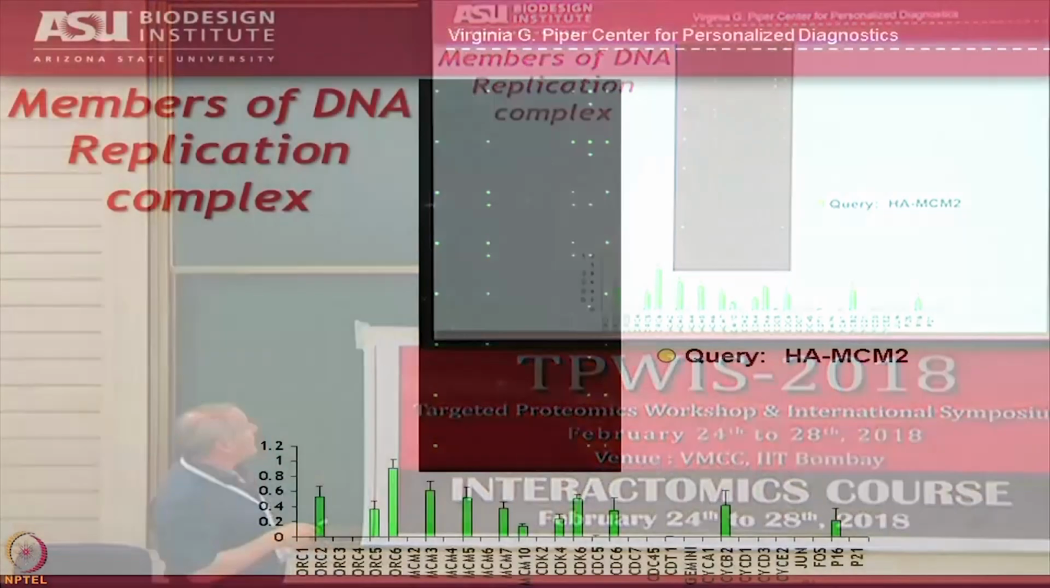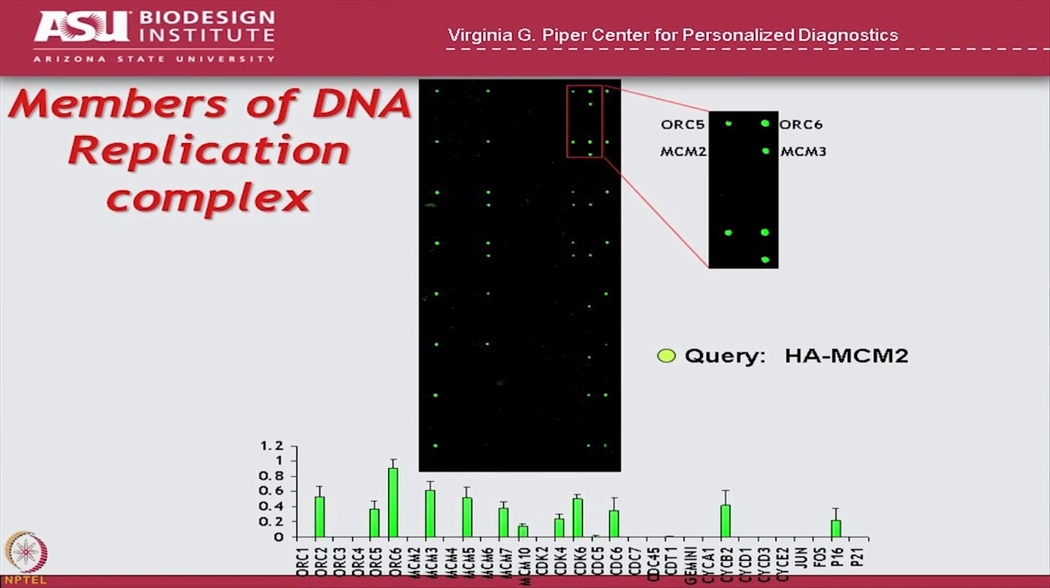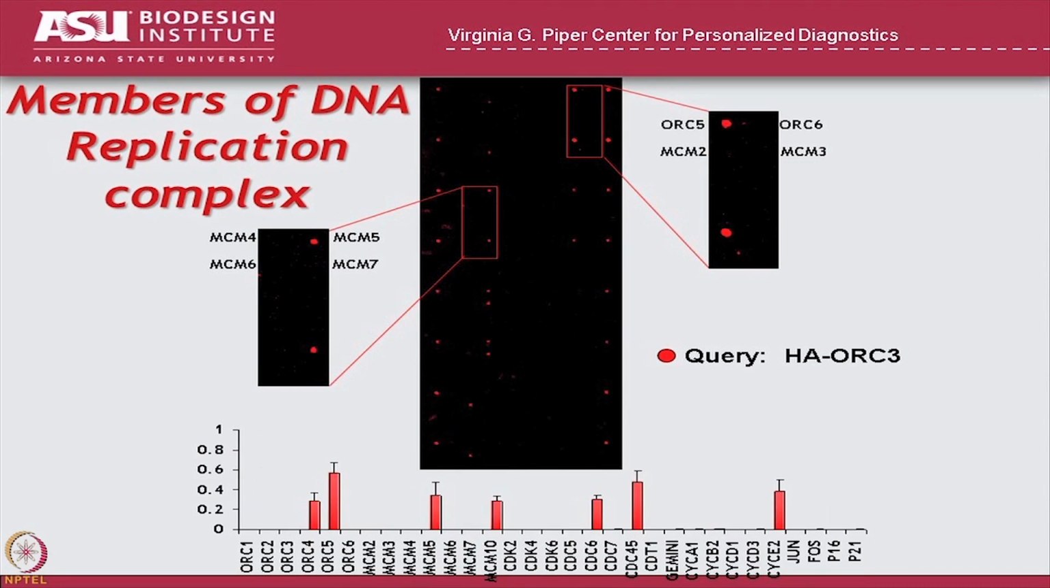And then we would query the array using an antibody against this protein here, one of the proteins in the set, MCM2. And then you can see that MCM2 binds to ORC5, ORC6, and MCM3. And here it is binding to these over here. And of course, it does it in duplicate, so we know we're confident of the result. You could do the same thing with a different protein. This is ORC3. And again, it's binding to certain proteins, but not other proteins. So every other protein on the array is sort of a negative control, right?